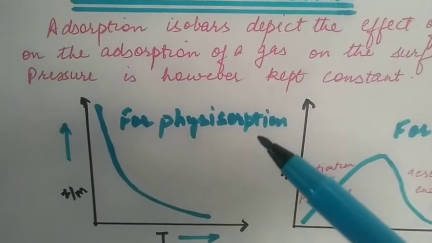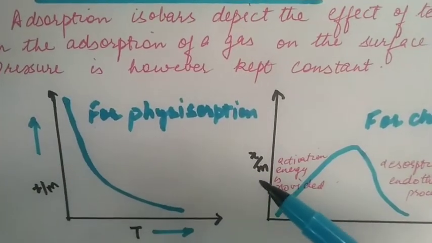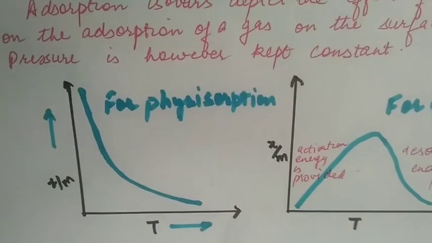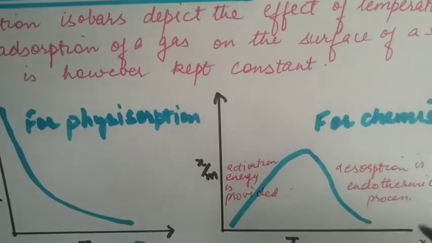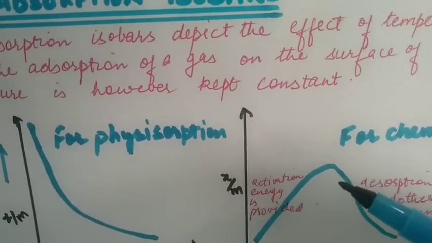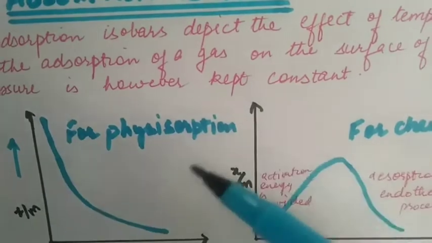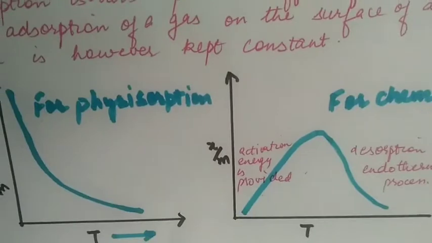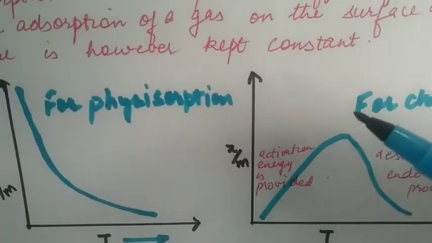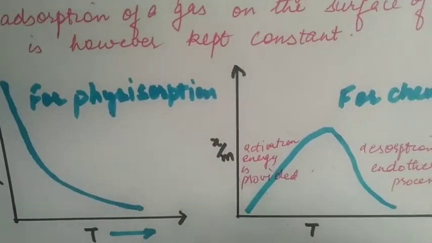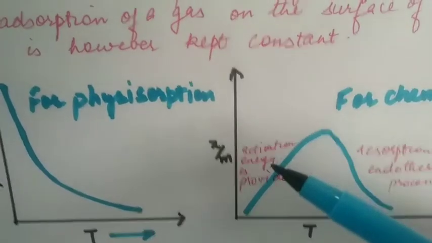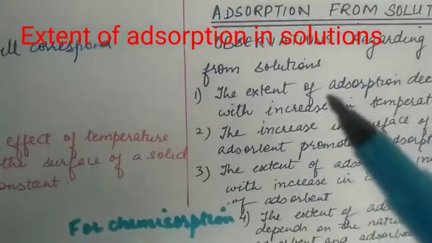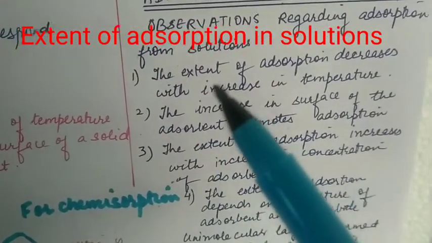Adsorption isobars. So for physical adsorption, you see that the extent of adsorption decreases with the rise in temperature. In chemical adsorption, the adsorption is initially shown to increase, and then later on it behaves like physical adsorption, and adsorption decreases with temperature. Why is there an initial increase in extent of adsorption with temperature? Because increased temperature provides the activation energy for the chemical reaction to occur.